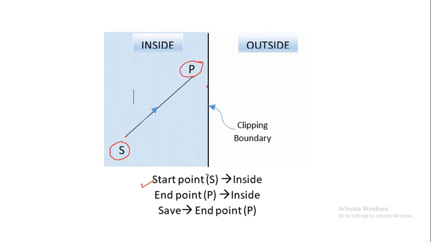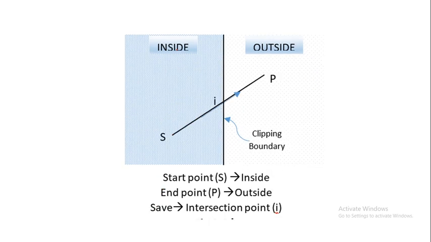So if the start point S is inside and the end point P is also inside the window boundary, then you have to save the end point P. What I have to do with the saved point we'll see later. First we will see how to write the information of the line with respect to the boundary. If the line's start point and end point are both inside, then I'm supposed to save P.